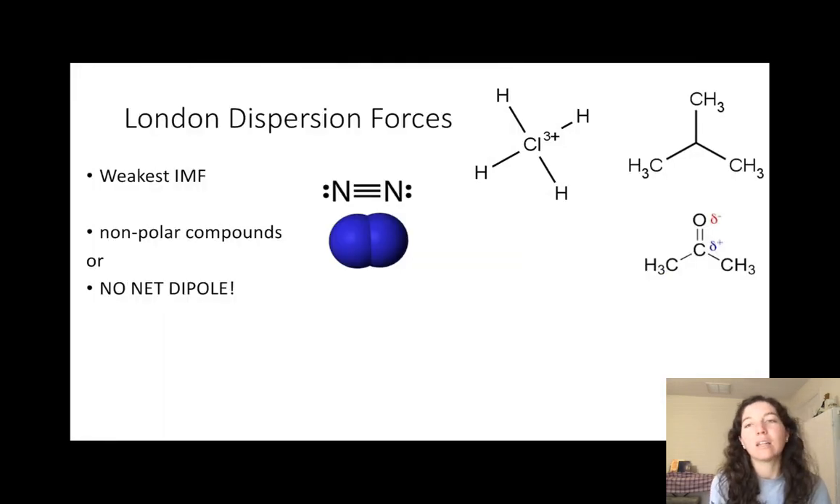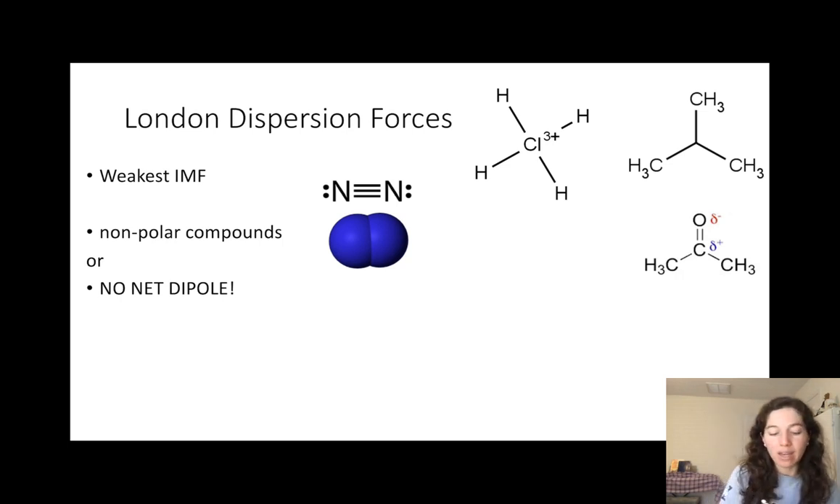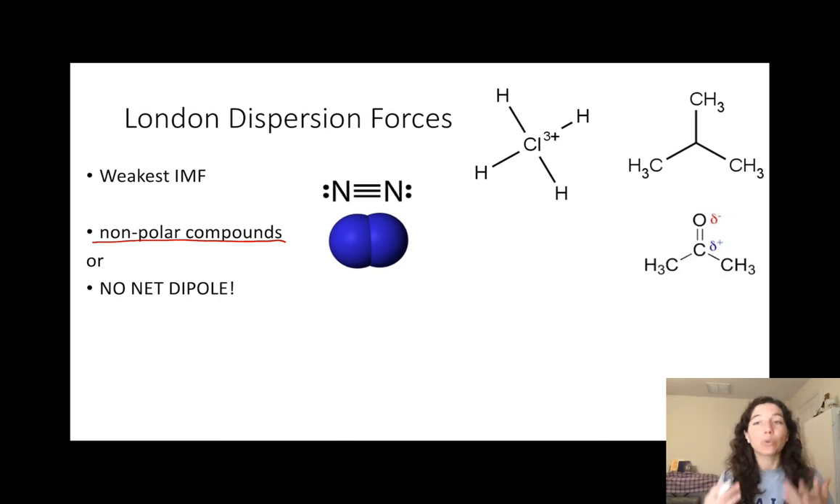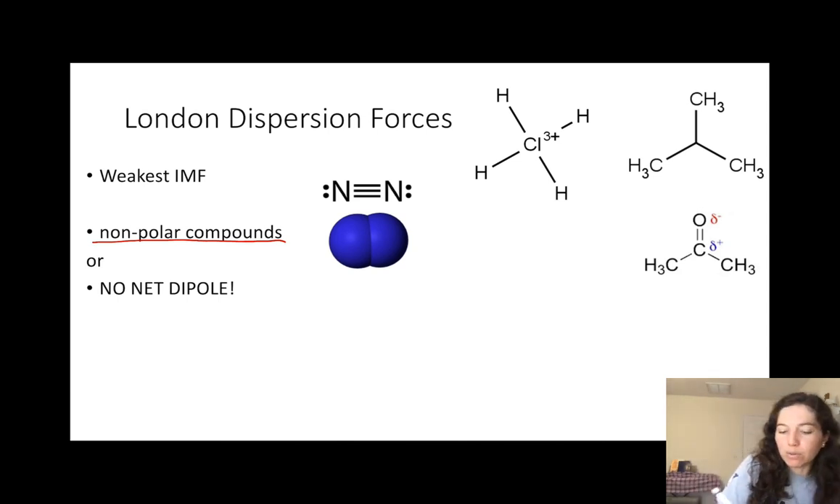Let's take a look at our last type of intermolecular force, which is London dispersion forces. This is the weakest intermolecular force we're going to talk about. And it occurs under two circumstances. One, when you have a nonpolar compound, so when your intramolecular force between your atoms is nonpolar, which we're going to find here. This one, there's an electronegativity difference of 0. So that definitely means it's nonpolar covalent. This intramolecular force is nonpolar covalent.